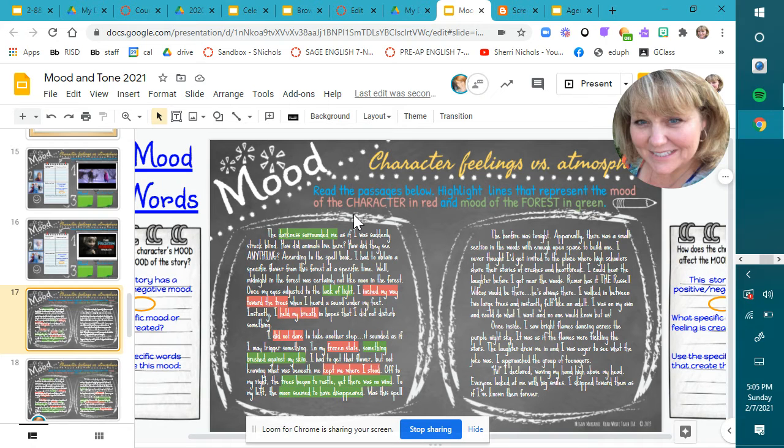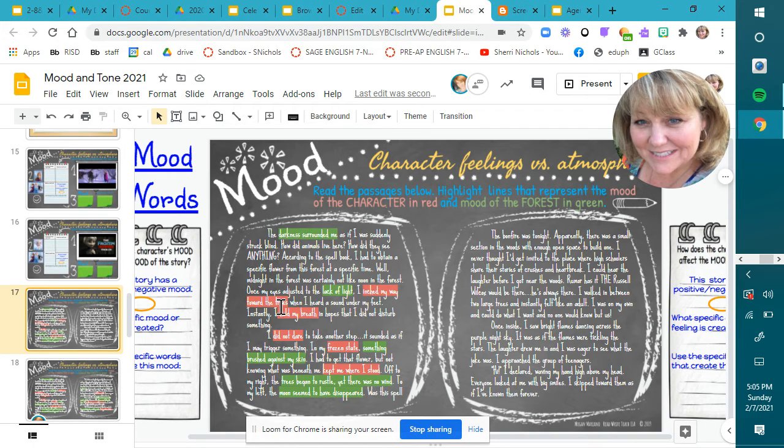So it says, the darkness surrounded me as if I was suddenly struck blind. How did animals live here? How did they see anything according to the spell book? So you're going to go through and read this. So darkness surrounded me would be a mood word. So that makes you feel a certain way, like darkness surrounding me is making me feel a little scary. Lack of light means that you're in the dark, and so you're sort of scared.